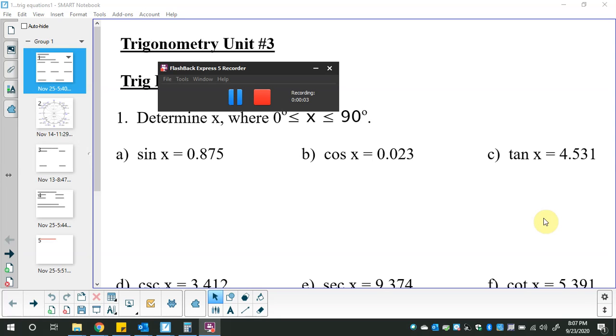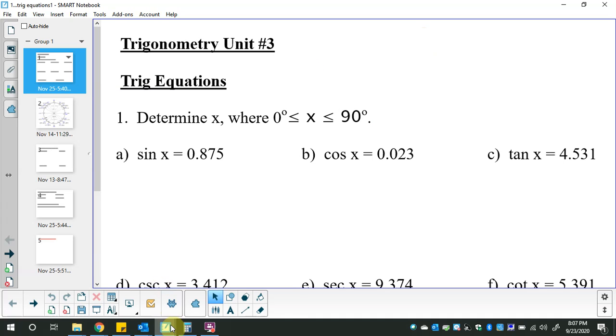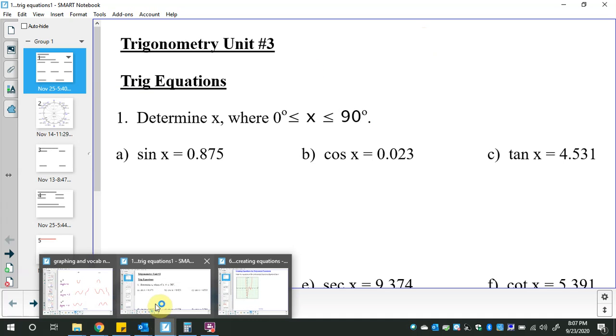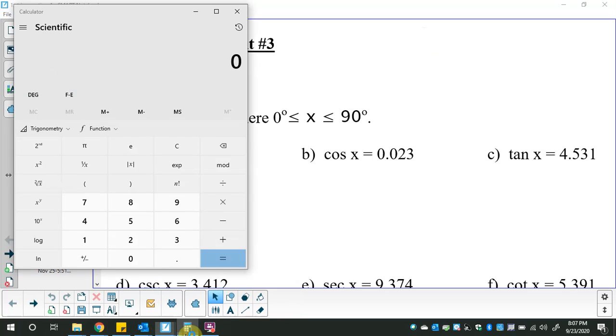This is the third trigonometry unit. It's actually our fifth unit of this course if you're doing advanced functions with me, but it's the third trigonometry unit. However, it is the first trigonometry unit where I will expect you to be able to consistently hit your trig buttons, which are sine, cos, and tan.